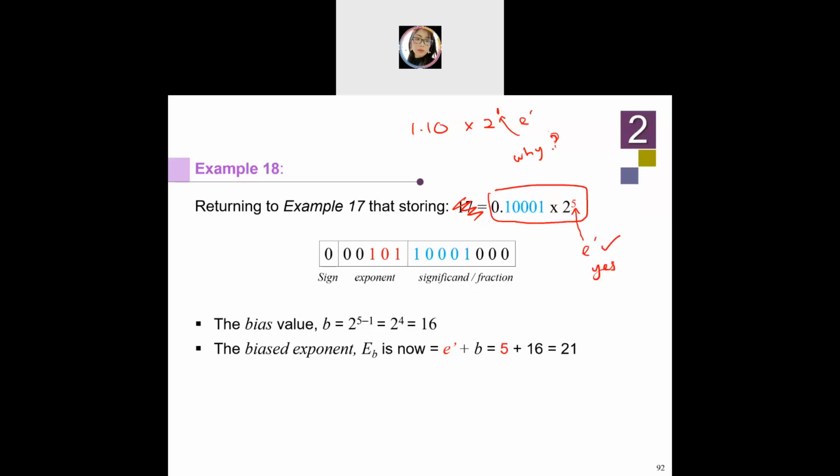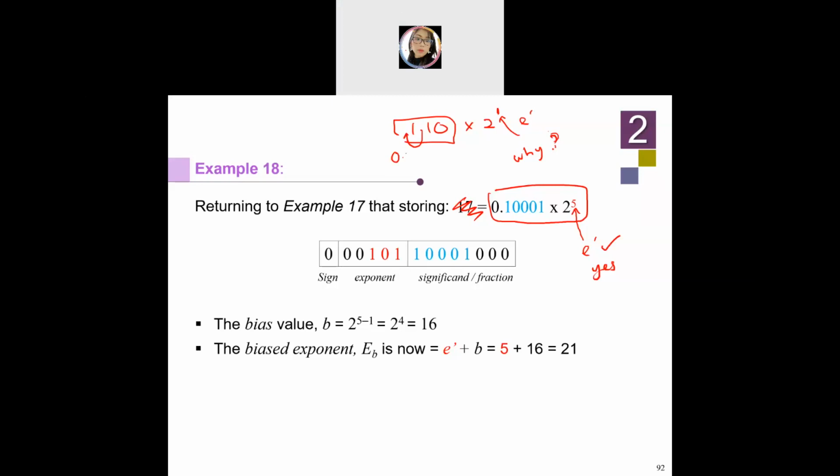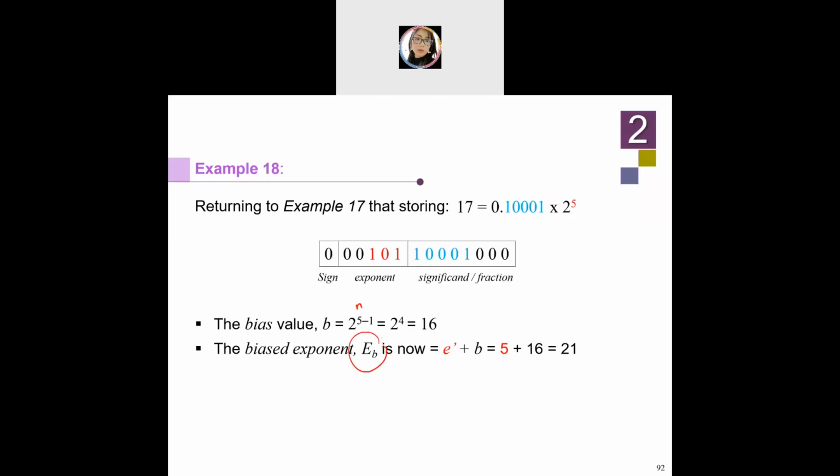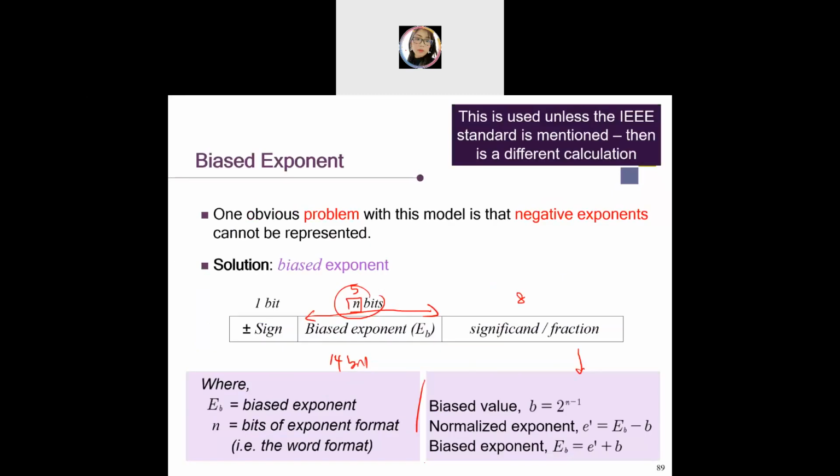Is it because we haven't normalized the fraction yet? Yes. It's not normalized, so it's not E prime. This is not normalized yet. You need to normalize first. You move to the left, let's say 0.11 times 2 to the power of 1 plus 1 because you move to the left. So the E prime will be 2. Then this is the correct E prime. Okay? You know now, right? Where is your E prime? Where is your N value? And how you can get your EB, which is the bias exponent. This is the equation that you need to memorize.